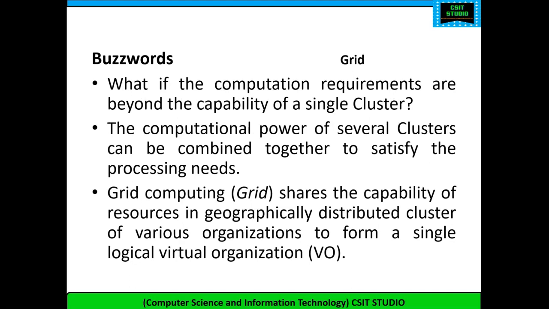Sometimes it happens that the computational requirements are beyond the capability of a single computer or a P2P environment, like the processing requirement of the Large Hadron Collider we saw in the first slide. In such a case, we try to combine the computational power of multiple clusters so that they can perform the desired functionality and provide us the desired processing power. And for the LHC, grid computing evolved, where they share the capability of geographically distributed clusters.